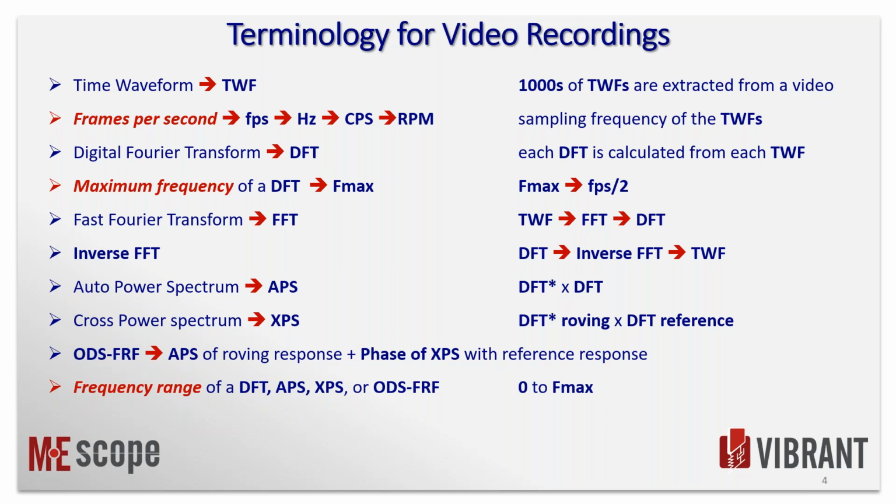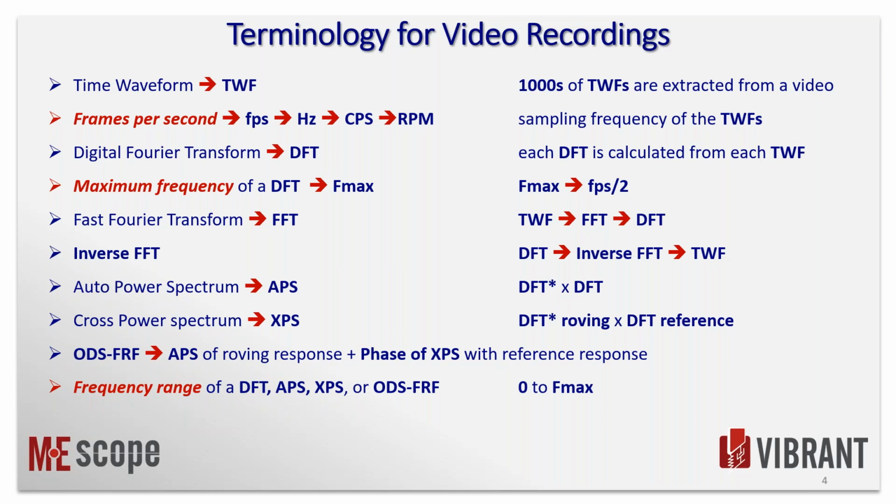Digital Fourier spectrum, this is the result of applying the FFT to time waveforms. So we'll see that in a minute. Time waveforms and DFTs are displayed as soon as we come out of the processing, and in MEscope we call it a wizard for processing the raw video.